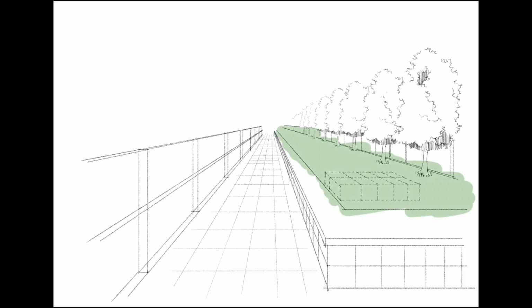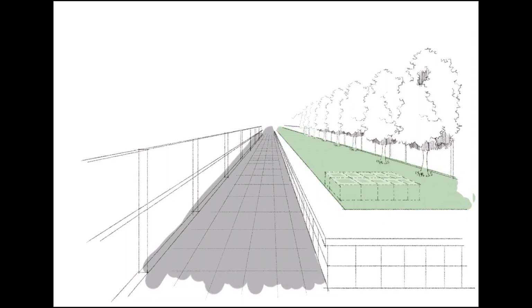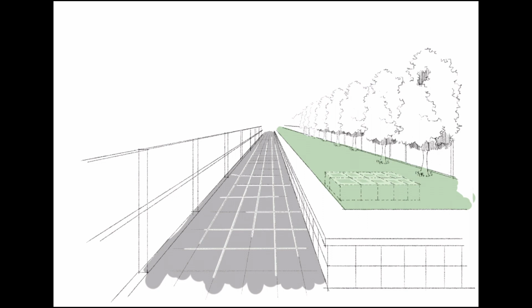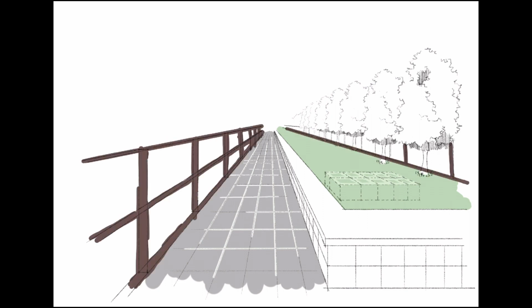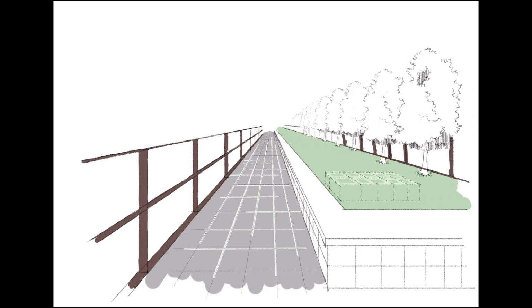I then used a green color to color the lawn area and highlighted the in-ground burial units, then used a darker grayish color to color the path, and highlighted the grid lines with a lighter gray color. And then I colored the railing with a rusty ironish color.